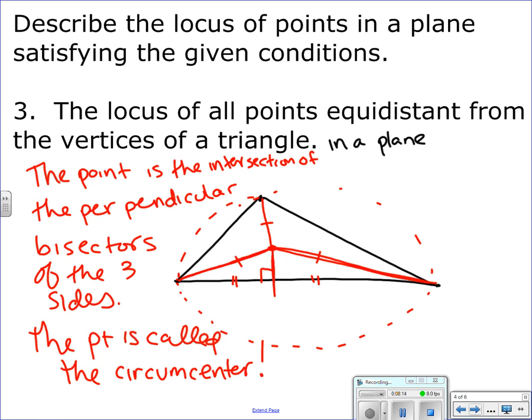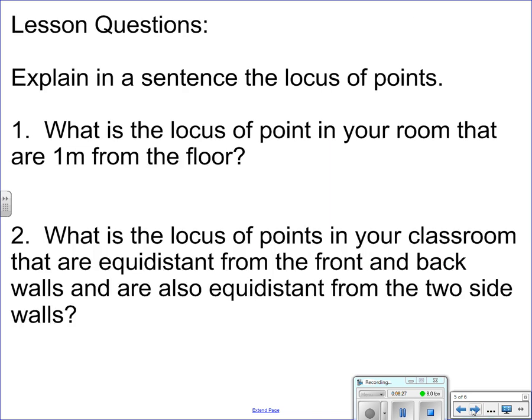Okay? So again, locus, it's using all of your knowledge of geometry. It's just going to take you guys a lot of examples to get used to the idea of locus. There are your 2 lesson questions. All you have to do is explain in a sentence. It's going to be hard for you guys to draw me a picture on the Google form. So just explain in a sentence each one of those locus of points.